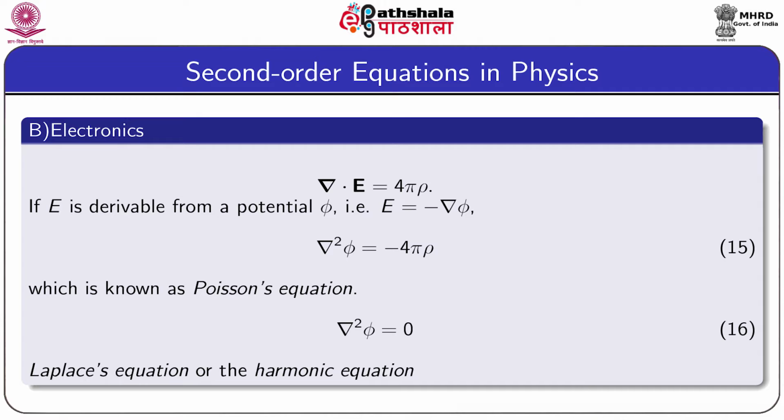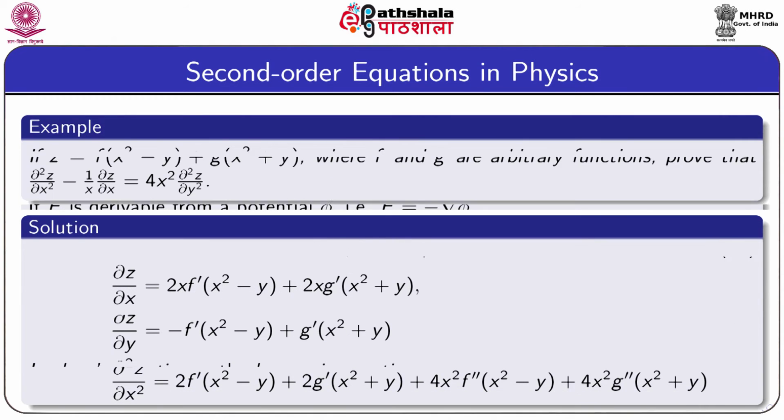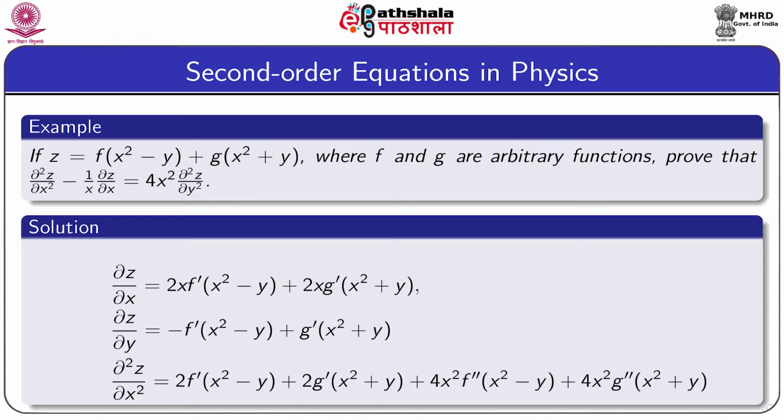So, taking two examples, we have shown that in both cases we are getting a second order partial differential equation, which is also linear. Now, I am taking a few examples to illustrate how a second order differential equation can be obtained when the dependent variable is the sum of two unknown functions. So, let us take this example.